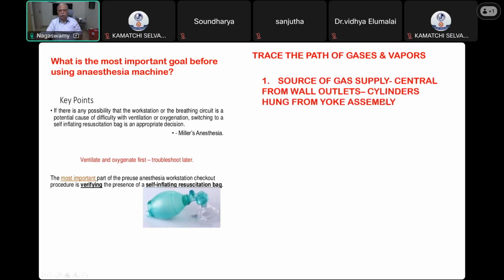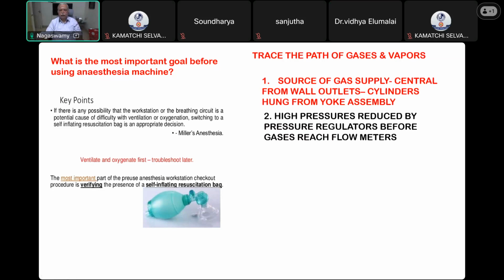It may be from the wall outlet or from the cylinder from hanger assembly. From there, where does it go, the gases? The first stage pressure regulator. So high pressure is reduced by the pressure regulator before gases reach the flow meter.